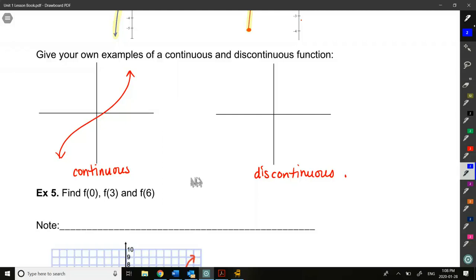Can you just do vertical lines? That's also not a function, right? Because any vertical line will intersect continuously. How about just a set of points? Is this discontinuous? Yeah, just points, right? Or even if it had two pieces, like it went like this, and then it went like this, that would be discontinuous.